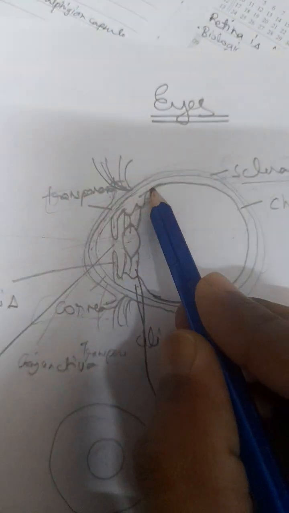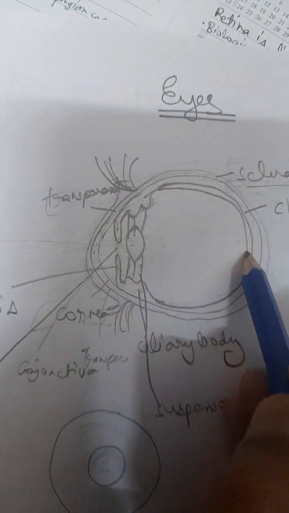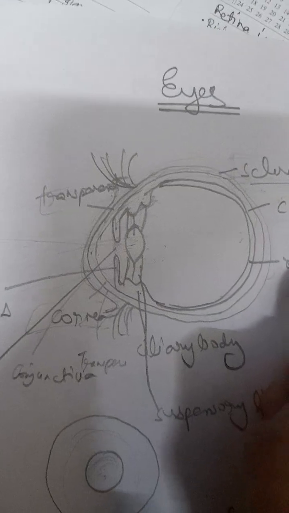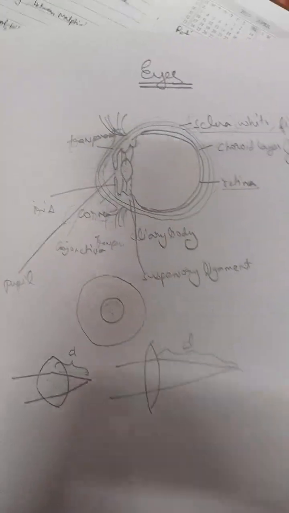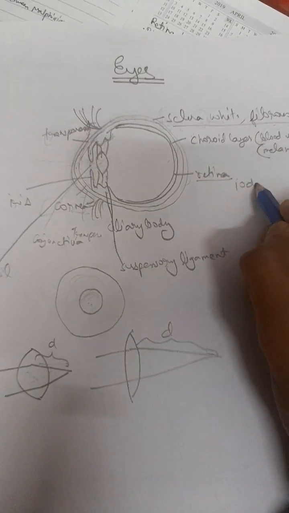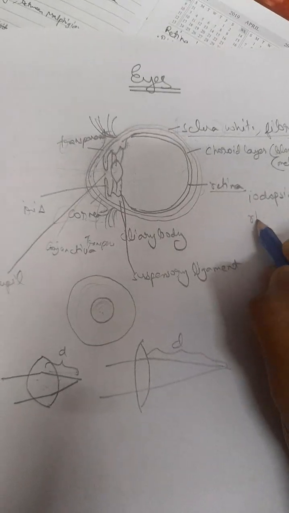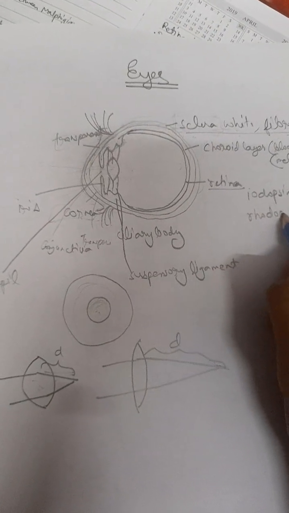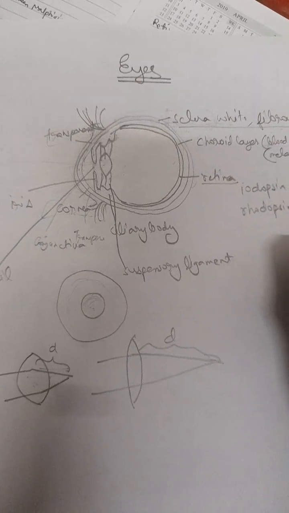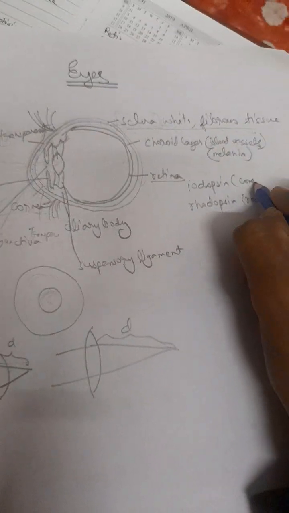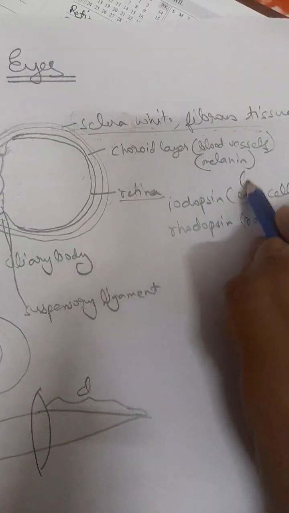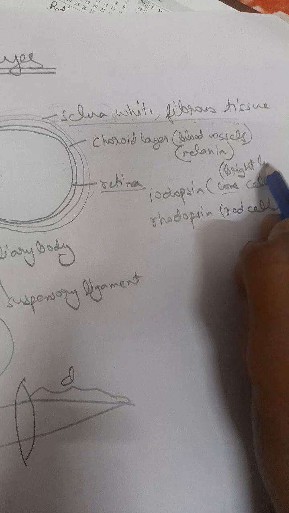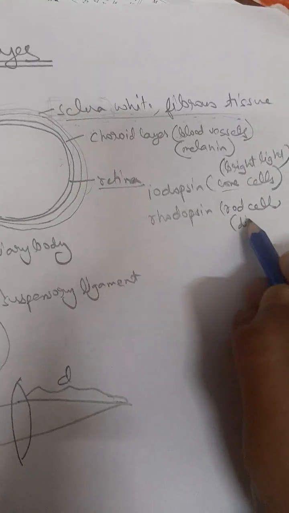Now let us come to the last layer. This last layer is known as the retina. Why is it so important? The retina is important because it contains iodopsin and rhodopsin. These are the rod cells. These are the cone cells. This is for bright light, and this is for dim light.